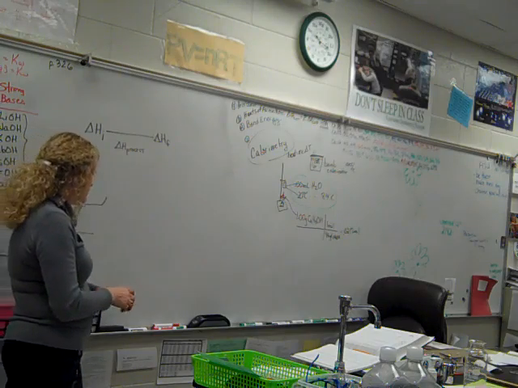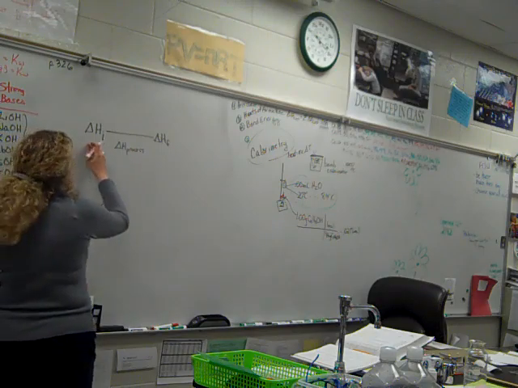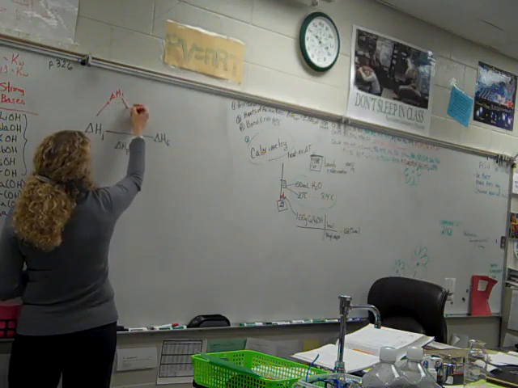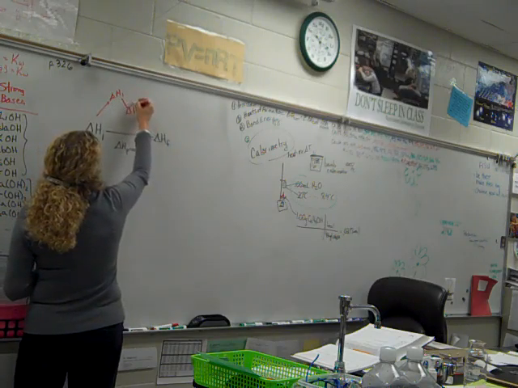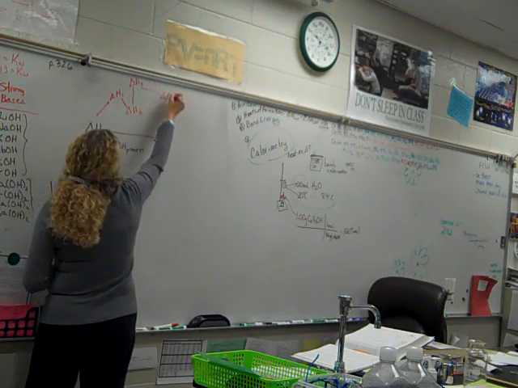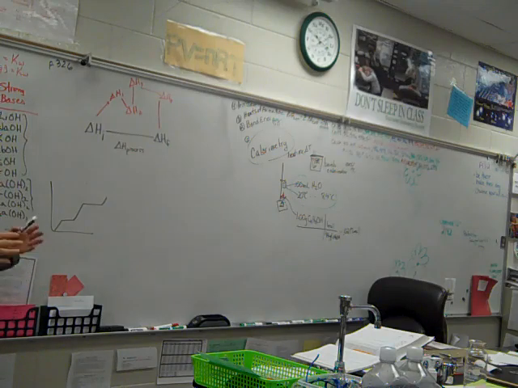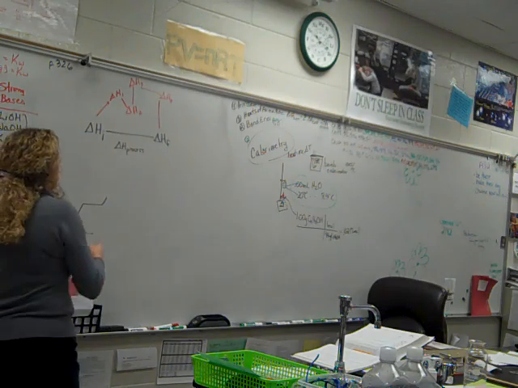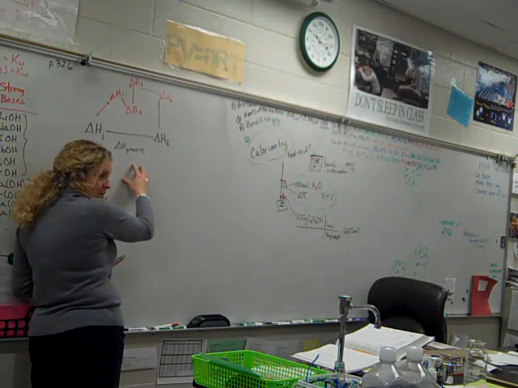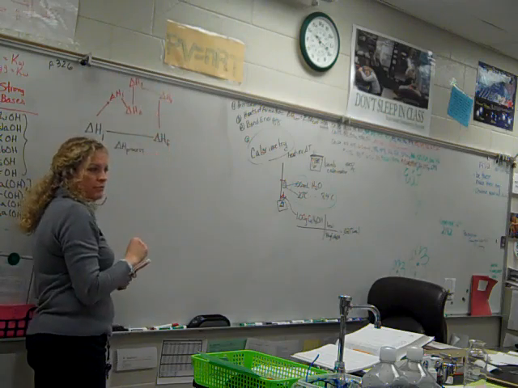But here's the cool thing. We could also start from our initial position and go to another position. Let's call this delta H1. Then we could go to delta H2. We could go up to delta H3. Then over to delta H4. And then maybe down to delta H final. In the end, the delta H of your process will be the same, no matter if you go there directly or if you go an indirect route.